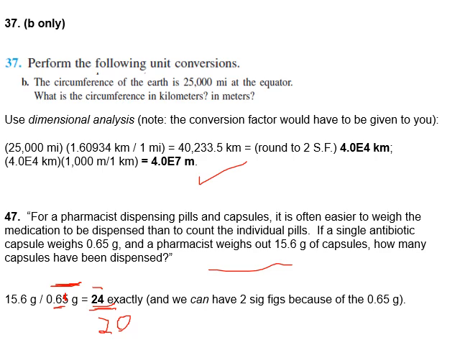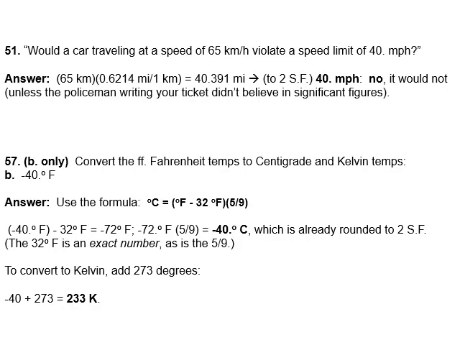I'll show you something else. So look up here at the top. 65 kilometers per hour. To do this one, you have to convert: you've got kilometers per hour, and you want to get it in miles per hour. So the hour is okay. You don't have to do anything with the hour. You just have to change 65 kilometers to miles.